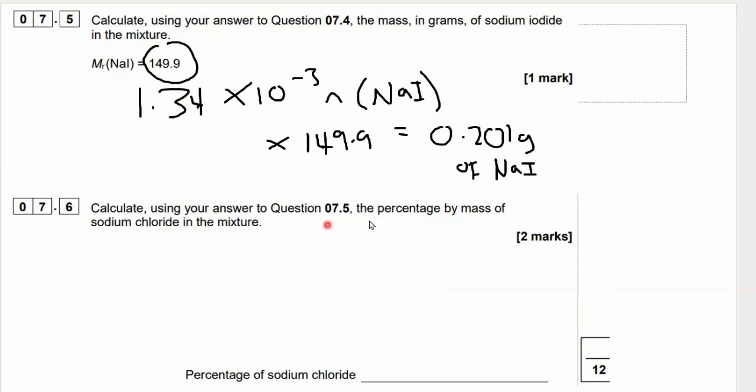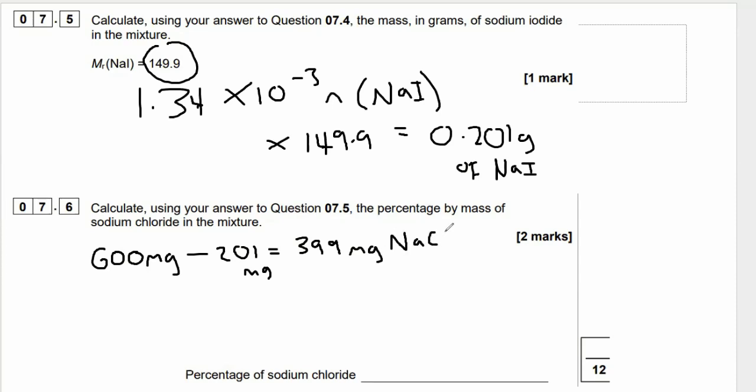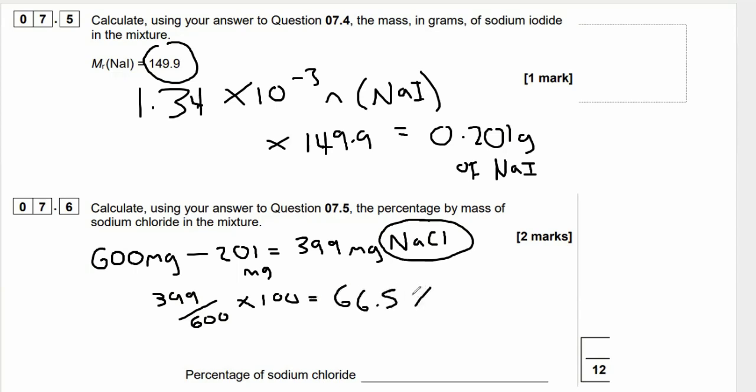Now, calculate using your answer to 7.5 the percentage by mass of sodium chloride in the mixture. So we know we had 600 milligrams. So we're going to take away 201, which is going to equal 399. You might say, where'd you get the 201 from? Well, that is the 0.201 grams of sodium iodide that I've removed. And now that's going to leave me with 399 milligrams of the sodium chloride. So now I know how much sodium chloride I've got. I can do 399 divided by the total mass of 600 times 100, and that's going to give me roughly 66.5%. Wunderbar.